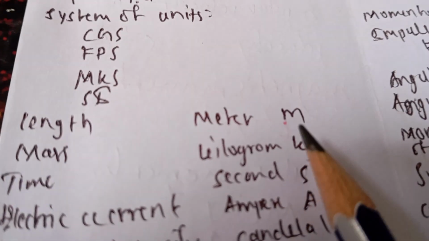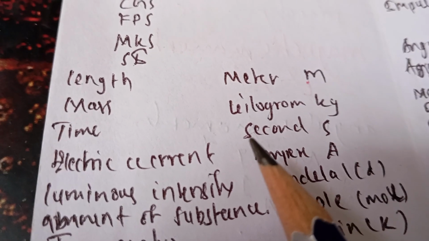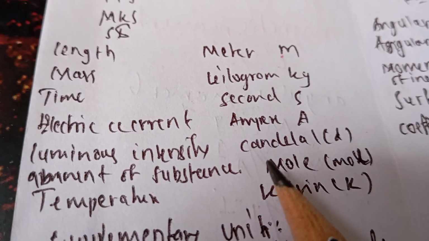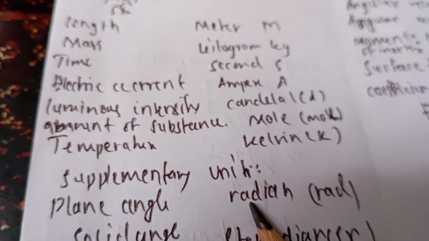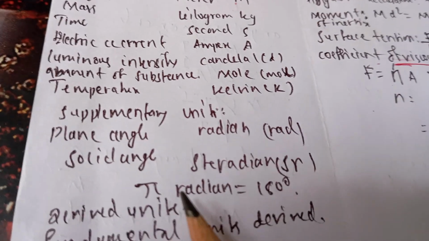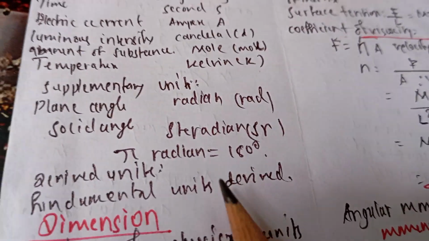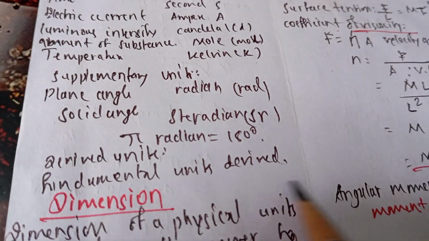They are: length, meter; mass, kilogram; time, second; electric current, ampere; luminous intensity, candela; amount of substance, mole; temperature, Kelvin. Supplementary units: plane angle, radian; solid angle, steradian. Derived units are obtained from the fundamental units.